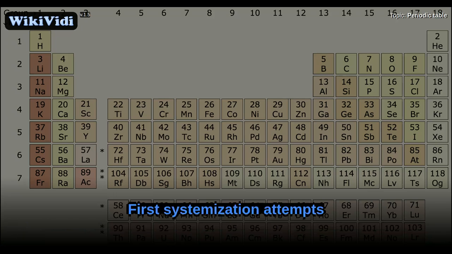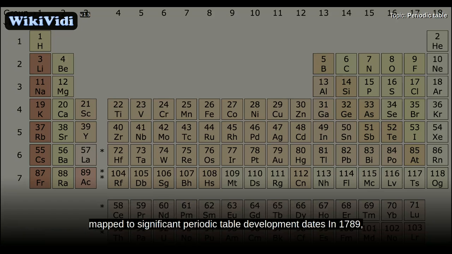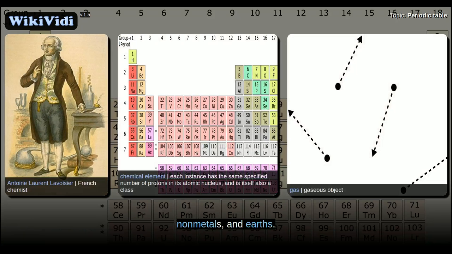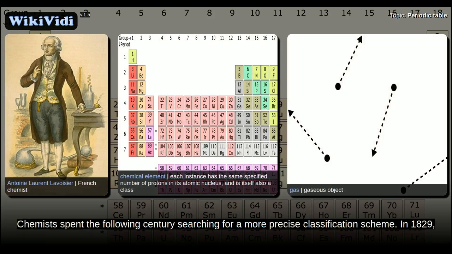First systemization attempts mapped to significant periodic table development dates. In 1789, Antoine Lavoisier published a list of 33 chemical elements, grouping them into gases, metals, non-metals, and earths. Chemists spent the following century searching for a more precise classification scheme.